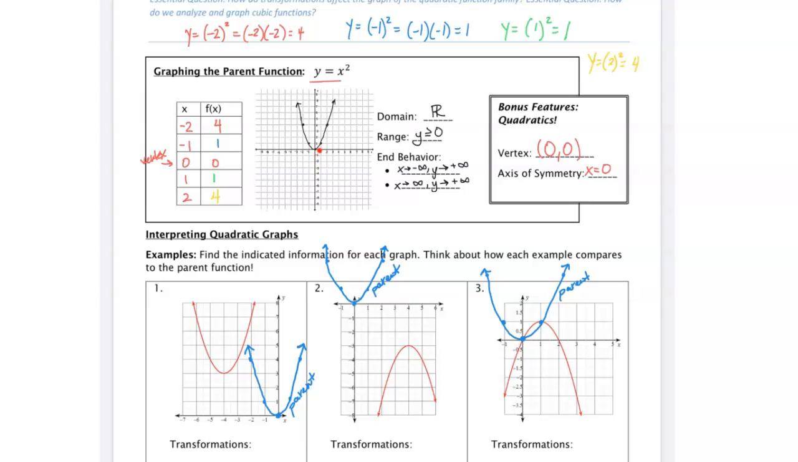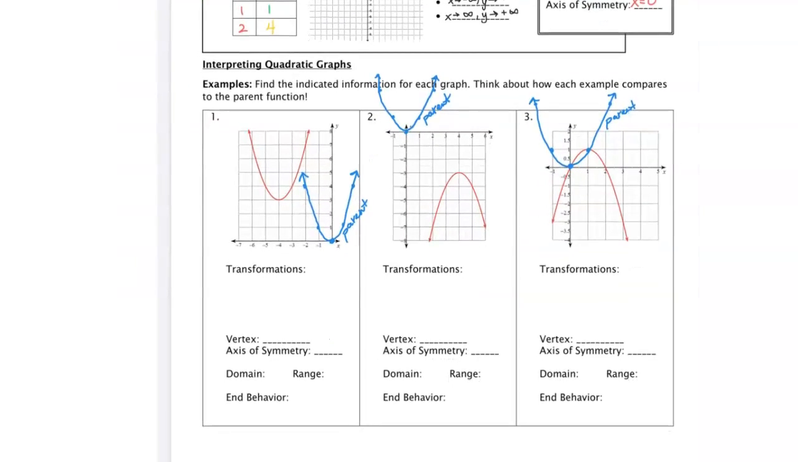Our vertex is at the point 0, 0. Our axis of symmetry splits this U shape in half. It goes through our vertex, which is x equals 0. So this is what the parent function looks like for each of these 3 individual graphs. Okay, let's focus in on number 1.